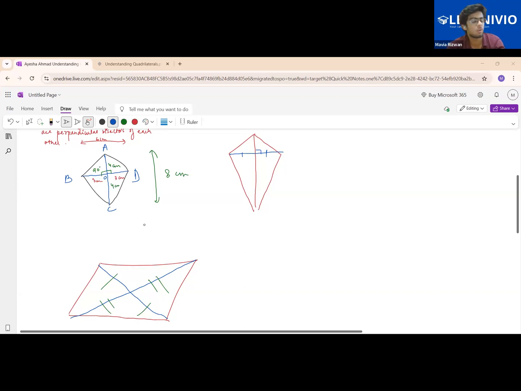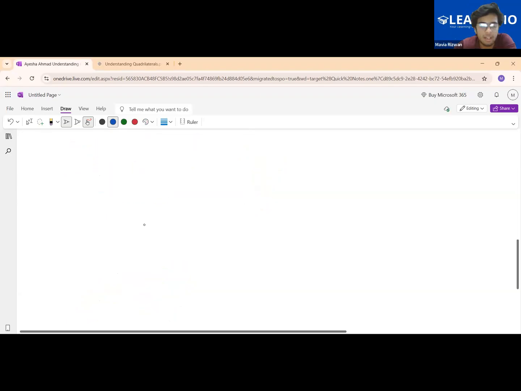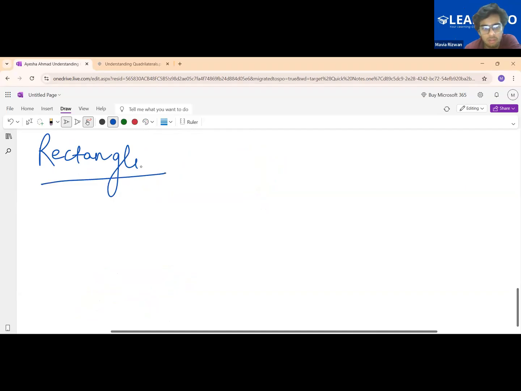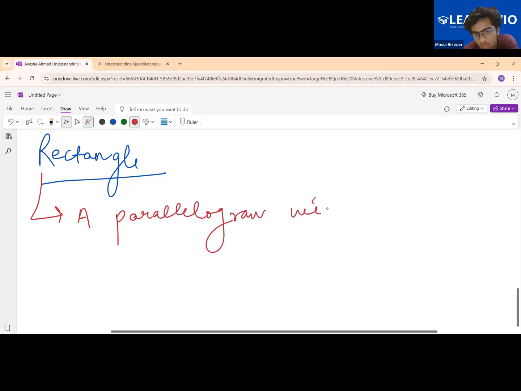Okay. Now the next one is rectangle. Rectangle and square are very easy. You already know them as well. So rectangle is a figure, a parallelogram basically, with all the angles equal to 90 degree.